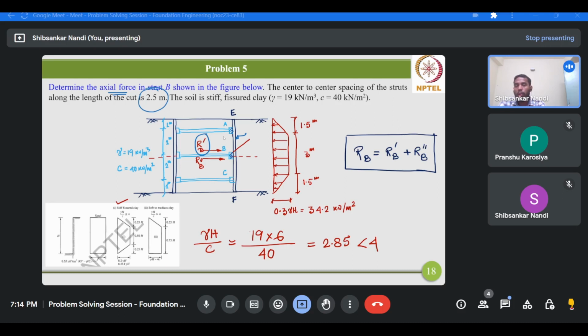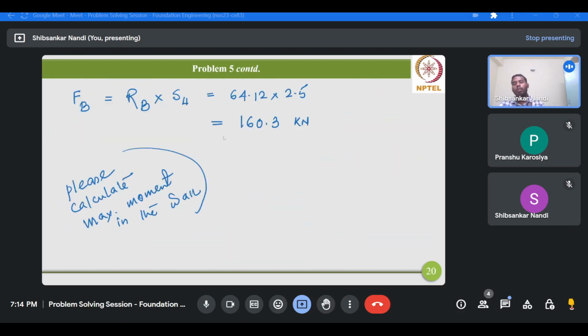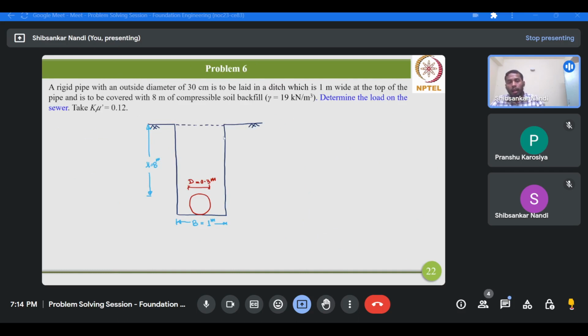Now right now we have solved how to calculate the axial force acting in the strata, and again only for strata B, not for A and C. So this is very simple, the methodology should be same. In this way we have to approach to calculate the force first in the struts, and then you can calculate the moment which are inducing in this Euler beam and the wall. So this is one homework problem for you. Please calculate the maximum moment in the wall. And this is the last problem for this session. So this problem will end.